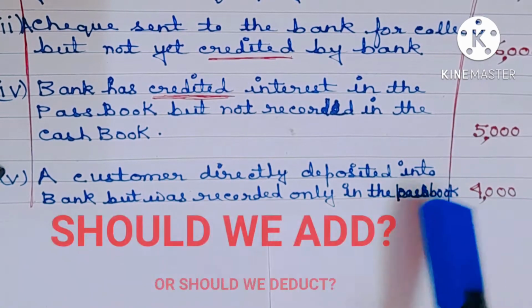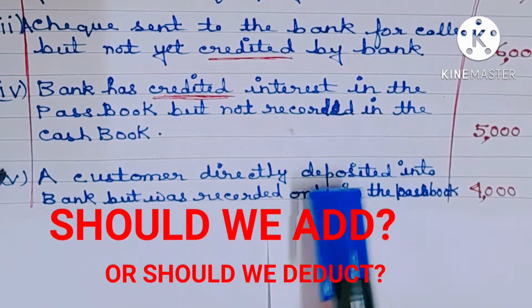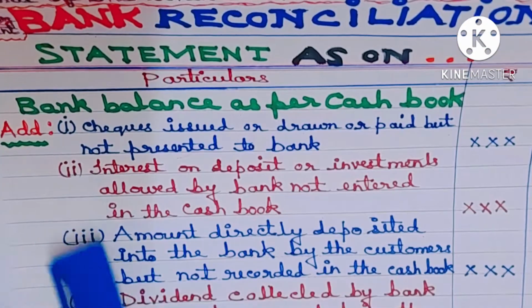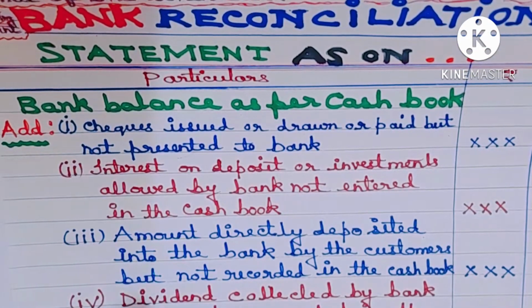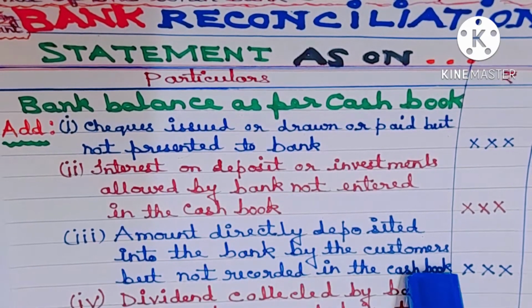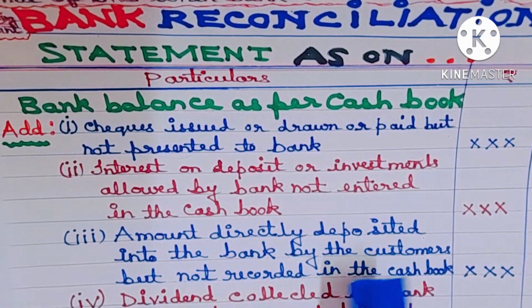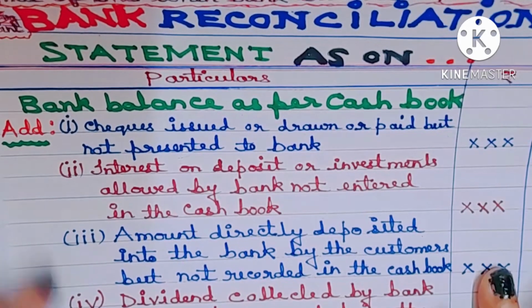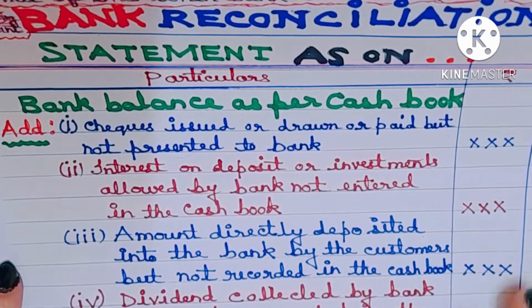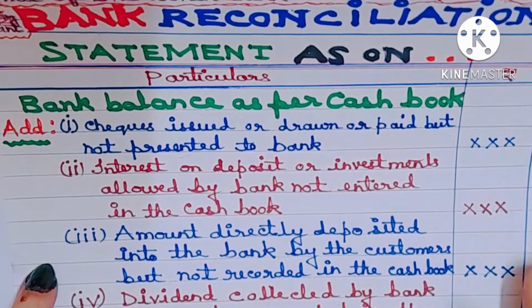Okay, so should we add or should we deduct? Let's go through the chart. See, add. Number 3, amount directly deposited into the bank by the customers but not recorded in the cash book. So we should add these transactions. But we got to understand why we are going to add this transaction. So let's do it in the rough work first.